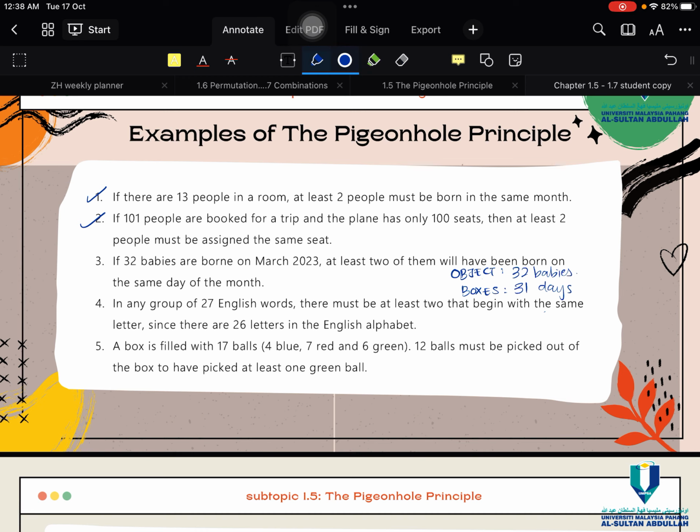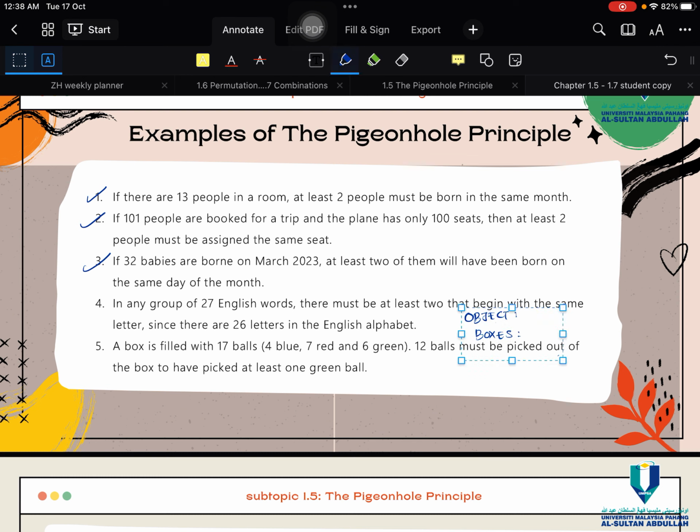So, next one. Question 4. Tell me what is the object and what is the boxes for question 4. You all baca. Baca sendiri. Boleh? Okay, so there are 27 words that we're trying to match to 26 letters.